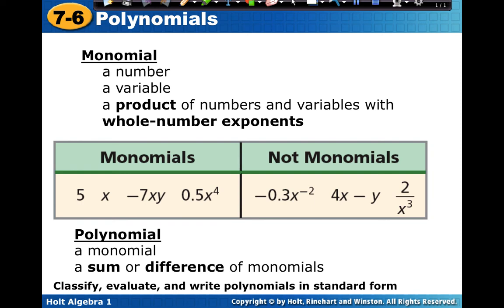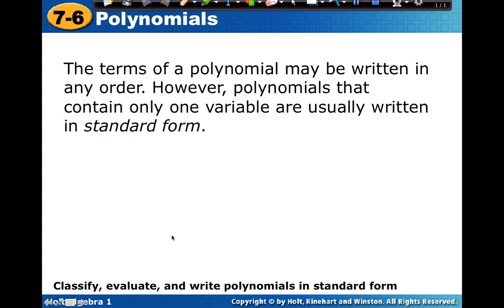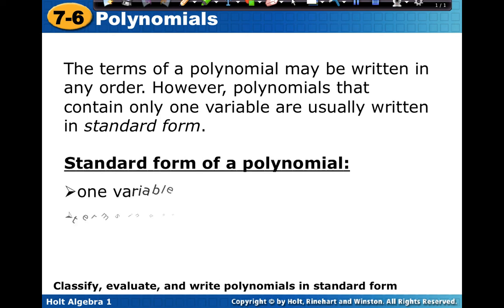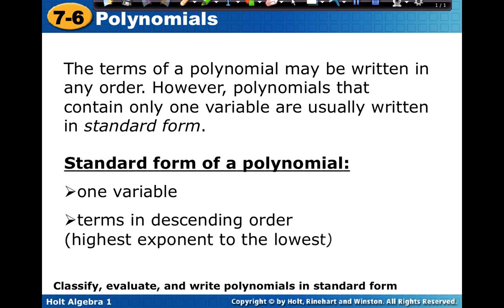Okay. You do not have to write this down. A polynomial is a monomial, or a sum or difference of monomials, meaning you're going to take a whole bunch of these little monomials and you're going to add them or subtract them together to make them a polynomial. The terms of a polynomial may be written in any order. However, polynomials that contain only one variable are usually written in what we call standard form. Standard form of a polynomial is one variable with terms in descending order, meaning that the highest exponent is going to come first and it's going to go down to the lowest exponent.